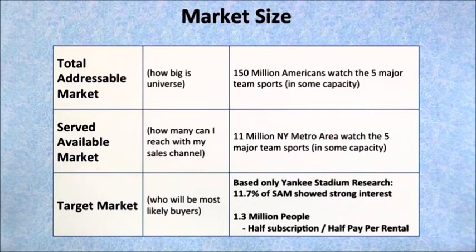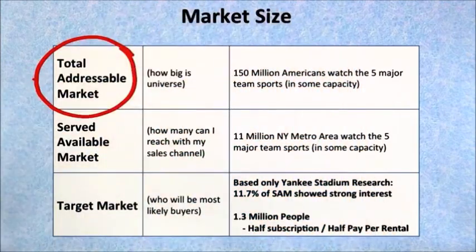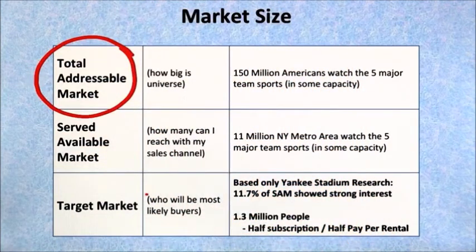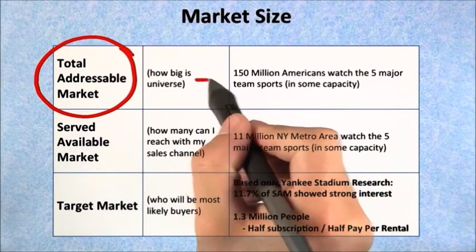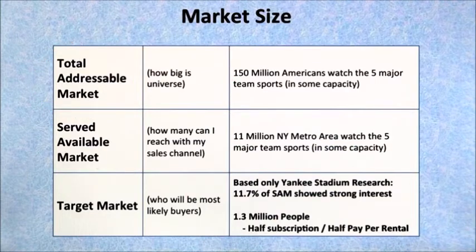So we just have you constantly checking about three things. And let's take a look at the Jersey Square team and think about how they approach this. If you remember, we asked you to talk about the total available market or total addressable market, which really is a fancy way to say how big is the universe of everybody potentially who could use the product. In this case, they said, well, even in the United States, there are 150 million Americans who watch the 5 major team sports in some capacity. Okay, well, can we sell to 150 million people?